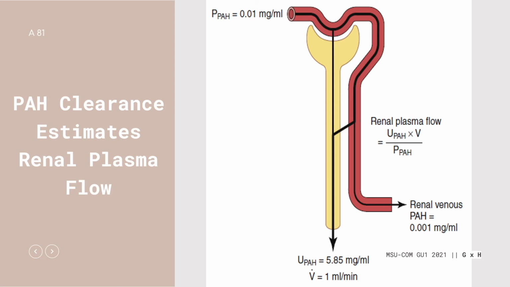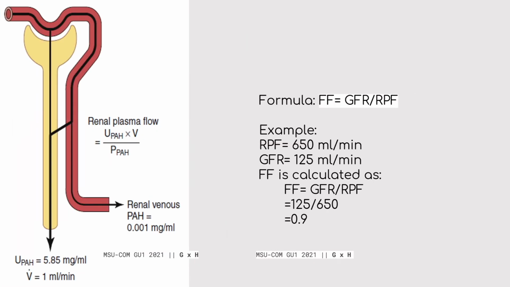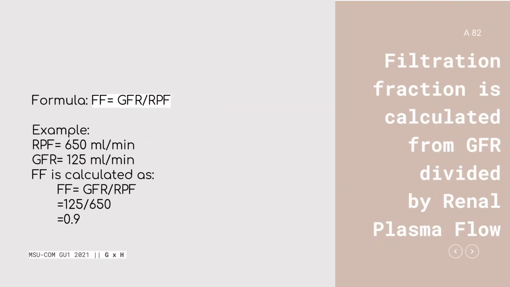An example is indicated in this image, where the plasma concentration of PAH is 0.01 milligrams per milliliter. Urine concentration is 5.58 milligrams per milliliter, and urine flow rate is 1 milliliter per minute. Thus, clearance of PAH would then calculate to be 585 milliliters per minute without the extraction ratio. Now, if the extraction ratio is 90%, as we have mentioned a while ago, the actual RPF can then be calculated by dividing the answer, 585 ml per minute, by 0.9, which gives us a value of 650 ml per minute.